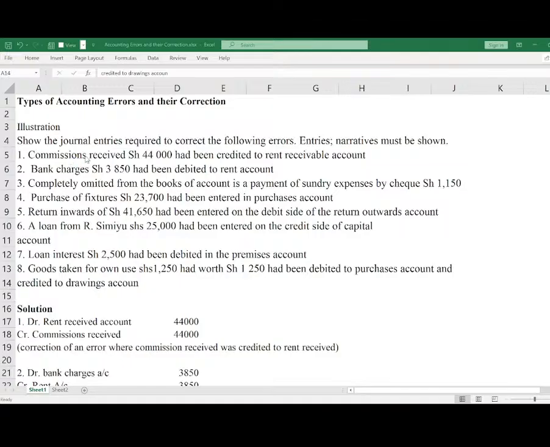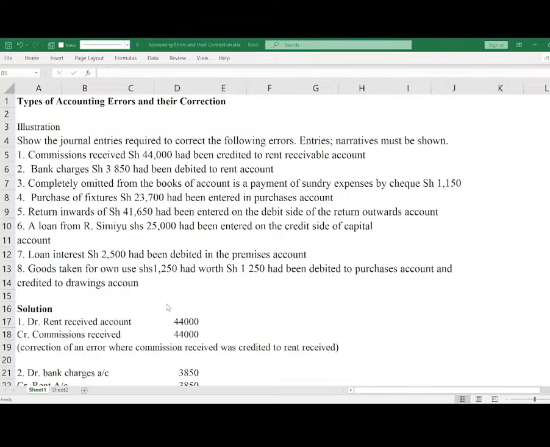We are told commission received 44,000 had been credited to rent receivable account. So we have payment or revenue of commission. So it was credited to rent receivable account.